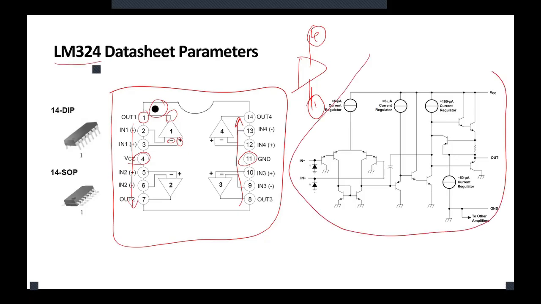This part is the internal circuit of an op amp. You can see this is like a BJT amplifier. You don't need to analyze that or know the detail, but it's good to actually see that at least once.